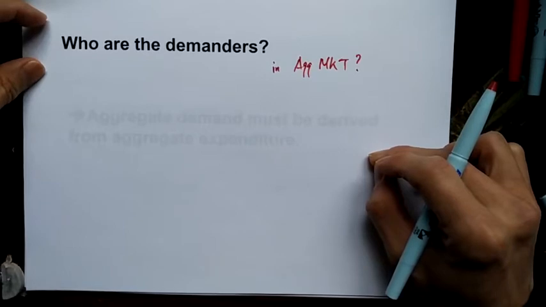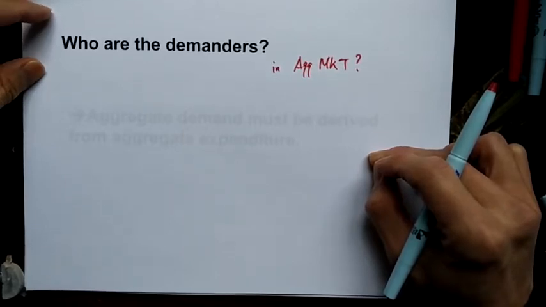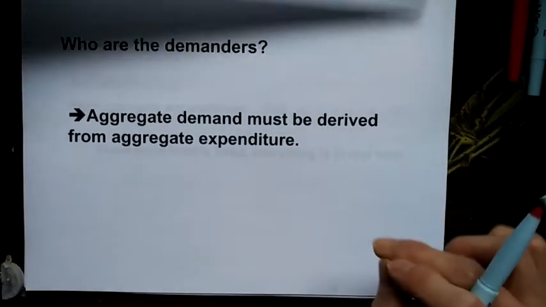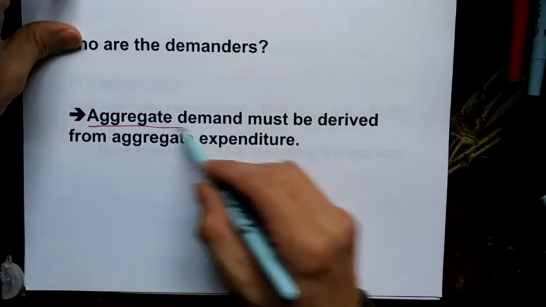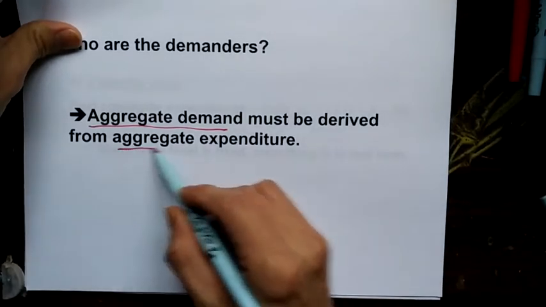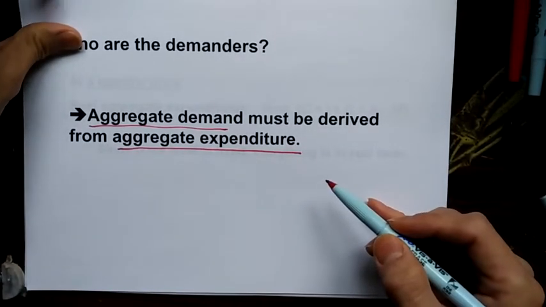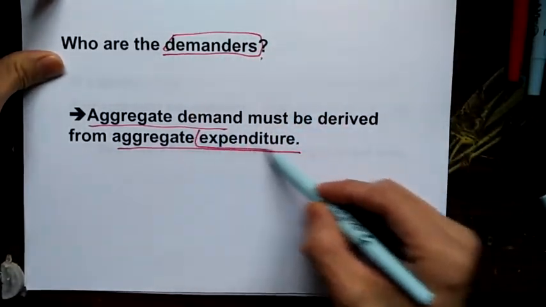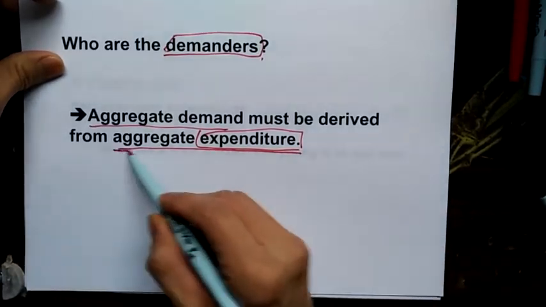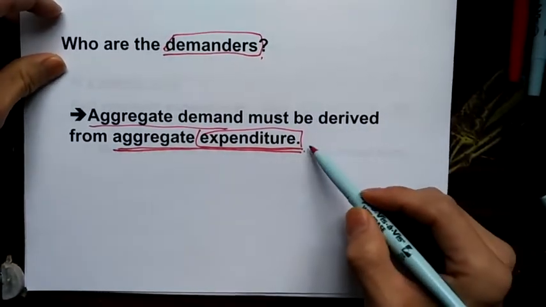So who are the demanders? Anybody who buys things. And when you buy things, you have to pay. Therefore, anybody who has expenditures is a demander in the aggregate market. Therefore, the aggregate demand curve must be derived from the aggregate expenditure, because that's the definition of demanders. Demanders must have expenditure. So let's talk about the aggregate expenditure function. That is chapter 11.